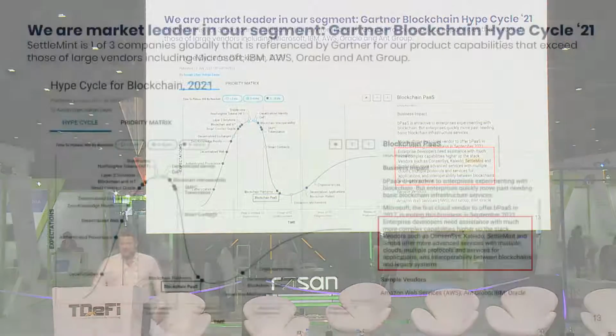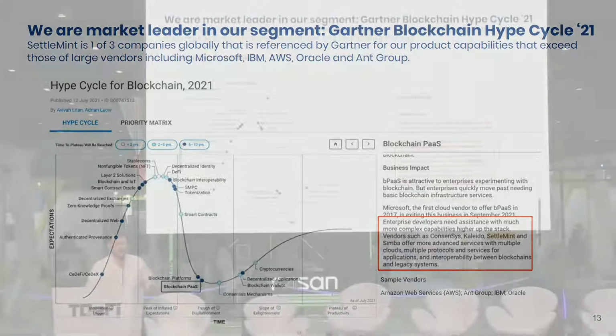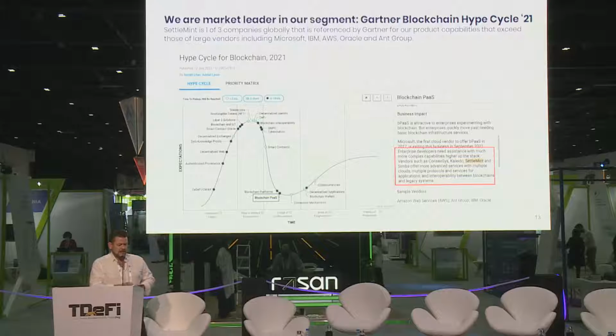Our product hasn't gone unnoticed. This is the Gartner hype cycle for enterprise blockchain. They have three companies mentioned in their deep dive into BPaaS, which is blockchain platform as a service. There's us, there's Consensys, there's Simba, and Kaleido. So they've highlighted, looking at our technology, that it is industry leading and enterprise grade.